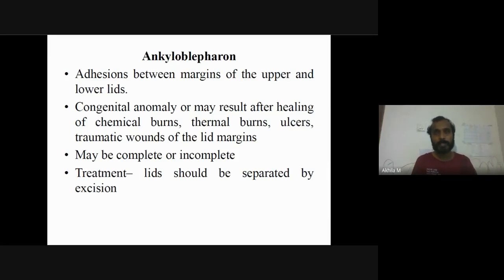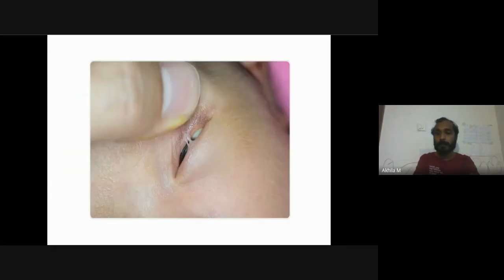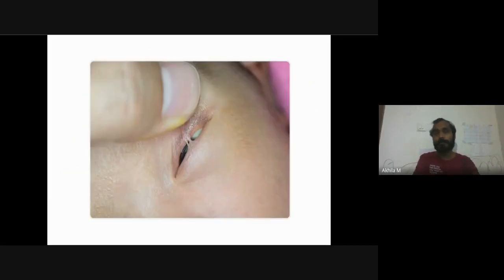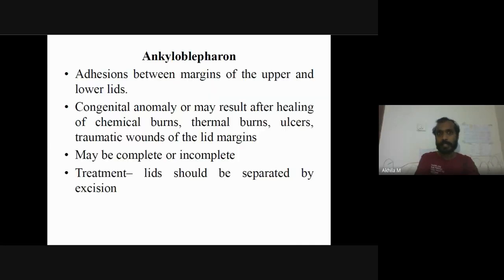Sometimes the whole lid margin of the upper and lower lid will be joined together, or otherwise only in some part, in the middle part or the lateral or medial aspect. So this adhesion is between the lid margins of the upper and lower lid. This condition is called ankyloblepharon. Sometimes it may be a congenital deformity, or it may be caused by an infection or after some injury. After healing of an injury due to burns, chemical injury or traumatic injury, the lid margins join together. The upper and lower lid are joined together at the lid margin, and this condition is called ankyloblepharon.